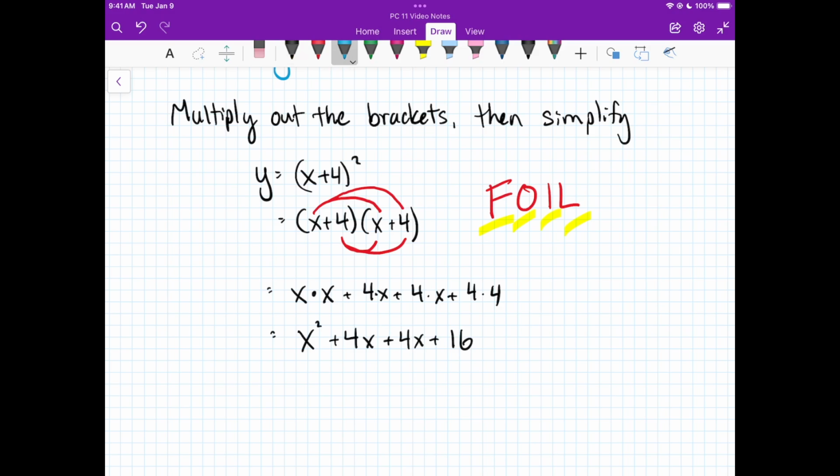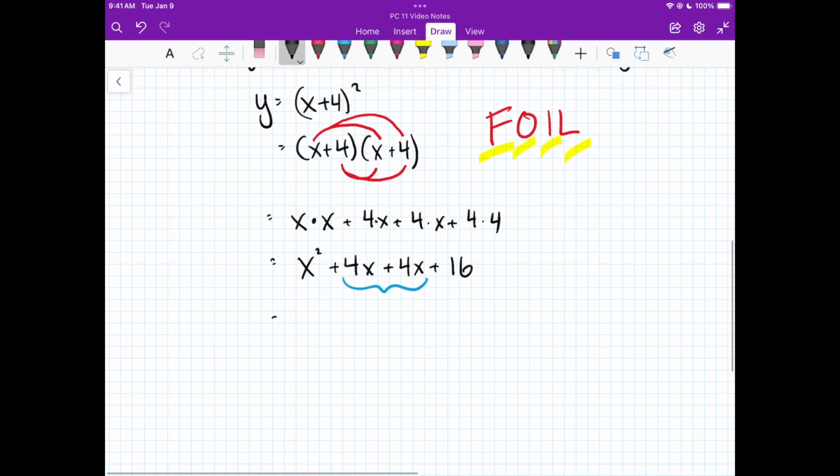And then the last thing we can do here is we can just simplify these two 4x's together, so we can combine some like terms. And we've got x squared plus 8x plus 16. And there we are. So since we didn't have an a value or a q value to deal with, this one is now in standard form. It's finished. We've done everything we can.